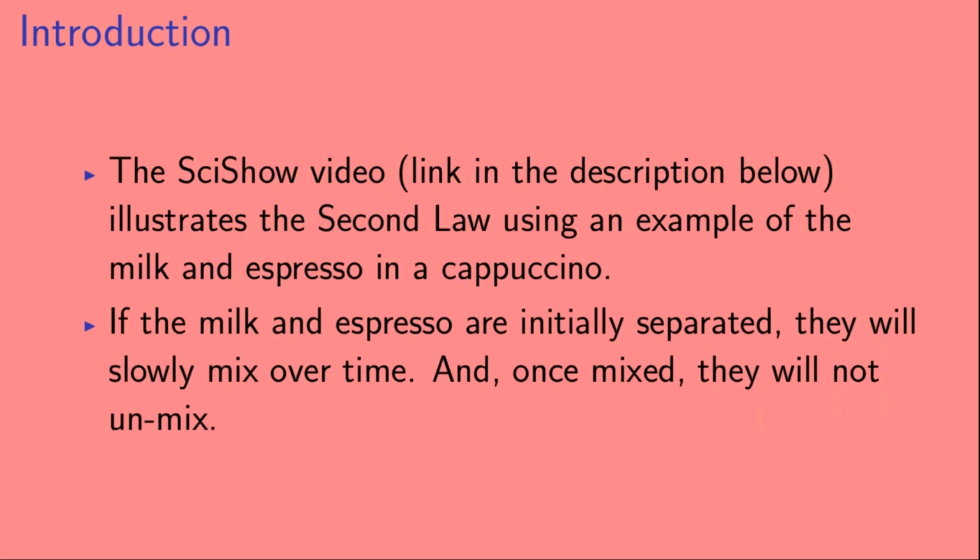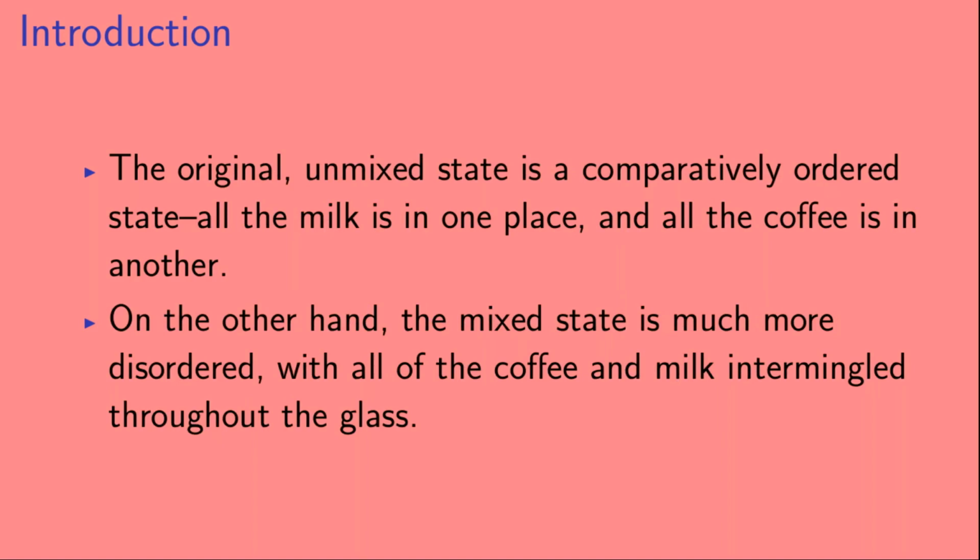The SciShow video, link in the description below, illustrates the second law using an example of the milk and espresso in a cappuccino. If the milk and espresso are initially separated, they will slowly mix over time, and once mixed, they will not unmix. The original unmixed state is a comparatively ordered state. All the milk is in one place, and all the coffee is in another. On the other hand, the mixed state is much more disordered, with all of the coffee and milk intermingled throughout the glass.